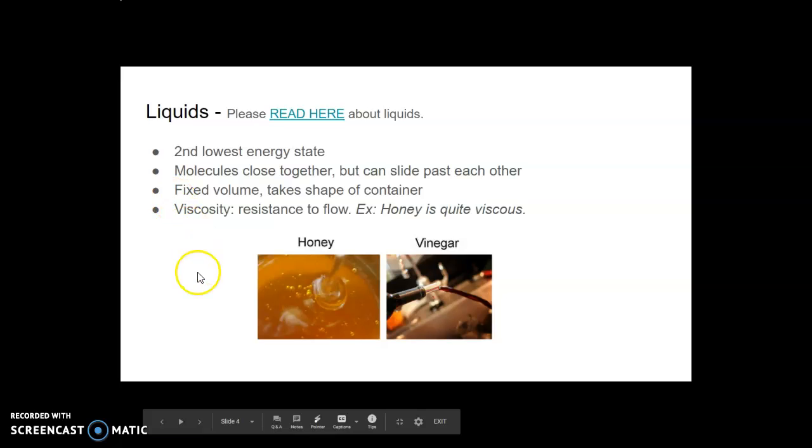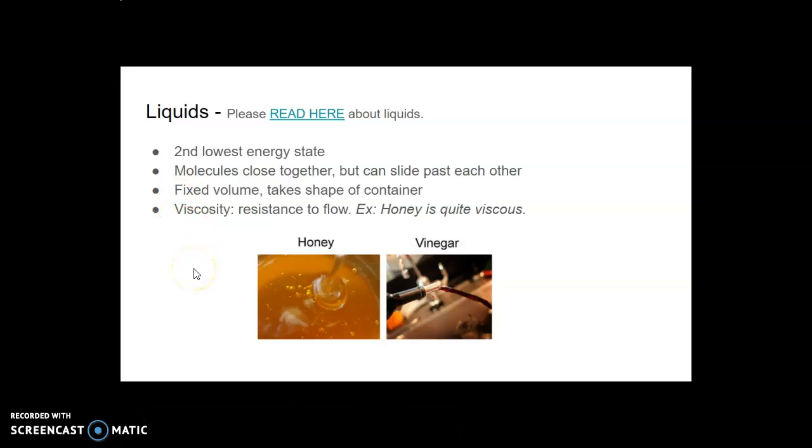Liquids, you can click here to read more about liquids. This is the second lowest energy state. The molecules are close together, but they can slide past each other. This is why you can easily pour a liquid, like milk, onto your cereal in the morning or something. It does have a fixed volume. I'll demonstrate this in class. But it does take the shape of its container. You know this all too well. If you were to spill liquid on your keyboard, it would find every little crevice and it would take that shape, which is not always necessarily a good thing.